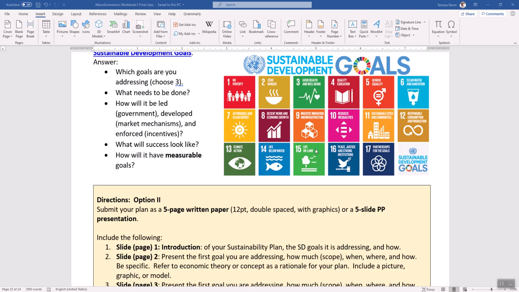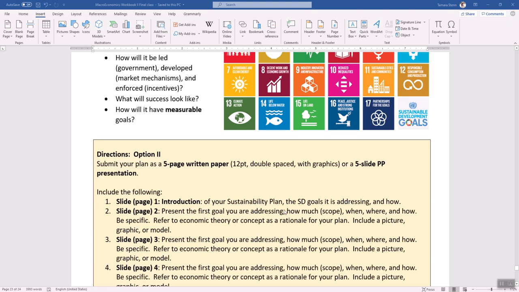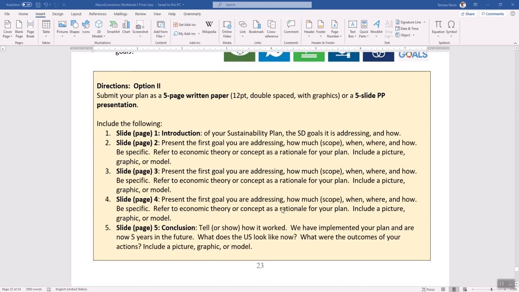So those will be my 3 things. I'll be addressing goals number 10, 12, and 8 by distributing an income to everyone, requiring less car usage, and making it mandatory that a percentage of work is done at home. All right, so I'm going to introduce my plan, the goals it's addressing, and how. And then my second slide is going to be talking all about the first goal.